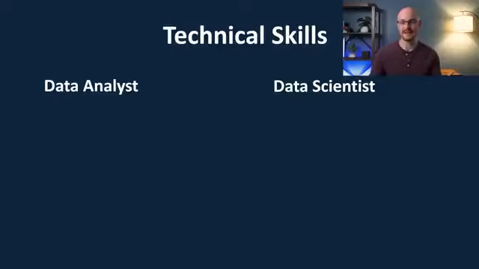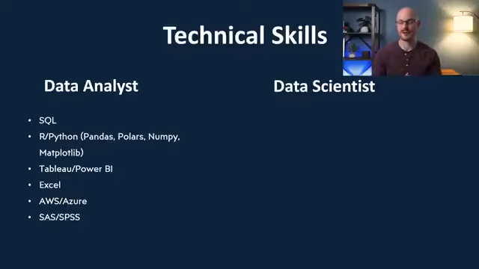Now let's move on to technical skills and let's start off with the data analyst. So some of the technical skills that a data analyst is going to work with are things like SQL, R, and Python. And then within Python, we have a few specific things that are just really popular, things like pandas, polars, NumPy, and matplotlib, as well as a lot of others. We'll also use data visualization tools like Tableau and Power BI. Of course, we'll be using Excel. We may also use a cloud platform like AWS or Azure. And then lastly, some type of statistical tool like SAS or SPSS.